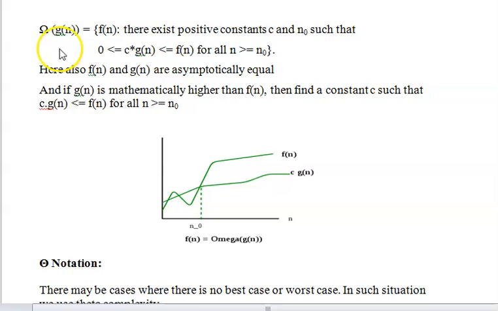So that is omega of g(n) equal to f(n). The only difference between these two, that is big omega and big O notation, are the greater than or less than equality among f(n) and g(n). We will be using a constant to make one function either smaller or bigger for some values of n.